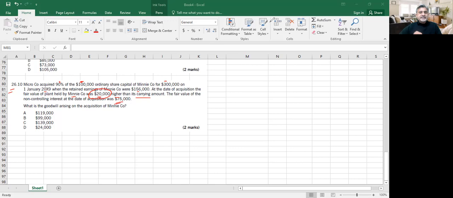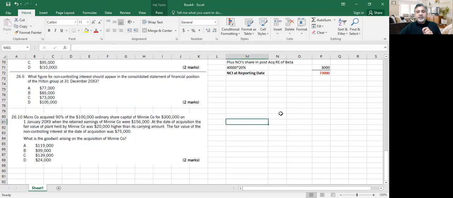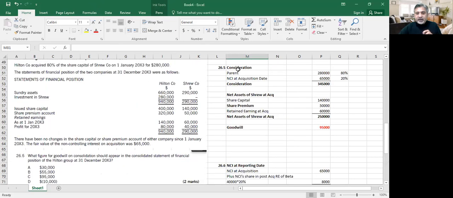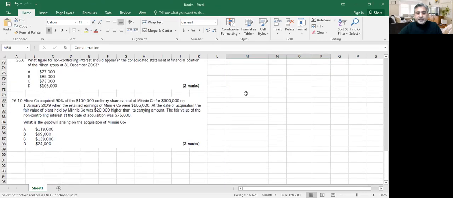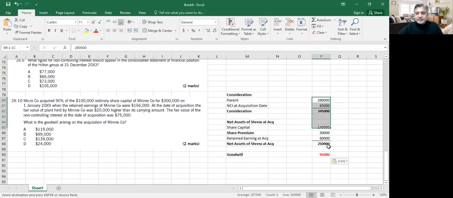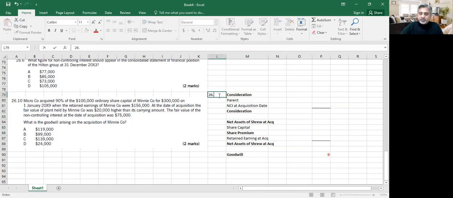It seems very much the same question which we have done before, and it says calculate the goodwill. Again, a very similar question, but with one additional piece of information about fair value. I will take this format which we made before so that we don't have to type again, put it here and just change the numbers. And this question is 26.10.